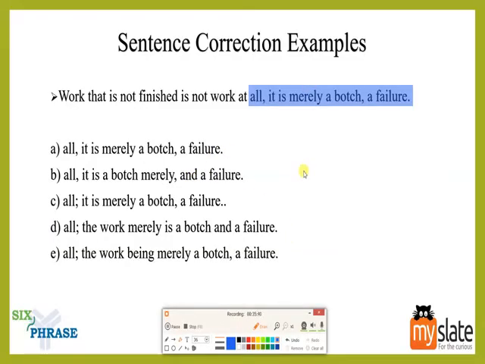Okay, so: "All, it is merely a botch, a failure." They have basically said the same thing here: "All, it is a botch merely and a failure." "All; it is merely a botch, a failure." "All; the work merely is a botch and a failure." "All; the work being merely a botch, a failure." So what have they done here? They have taken multiple tenses and given them to you as examples.